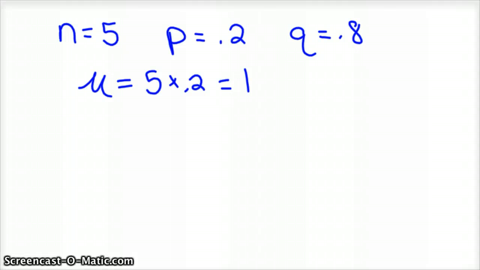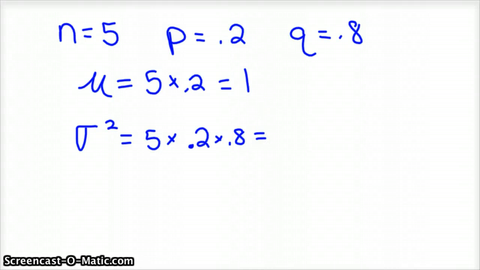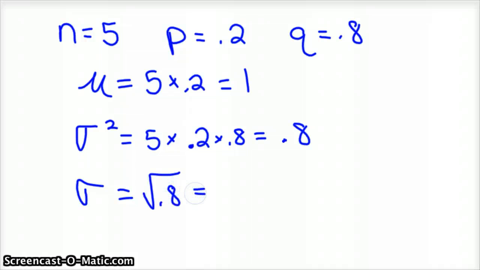The variance, sigma squared, is 5 times 0.2 times 0.8. I'll just do it so I don't screw it up. So 5 times 0.2 times 0.8 is 0.8. And then your standard deviation would be the square root of that. So the square root of 0.8, which is a little trickier.